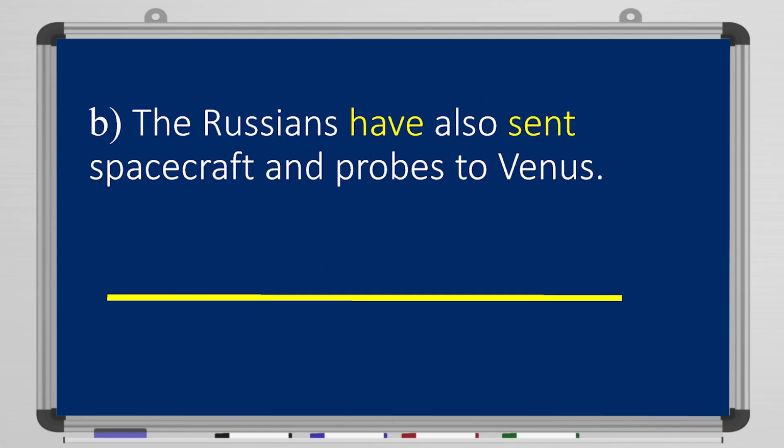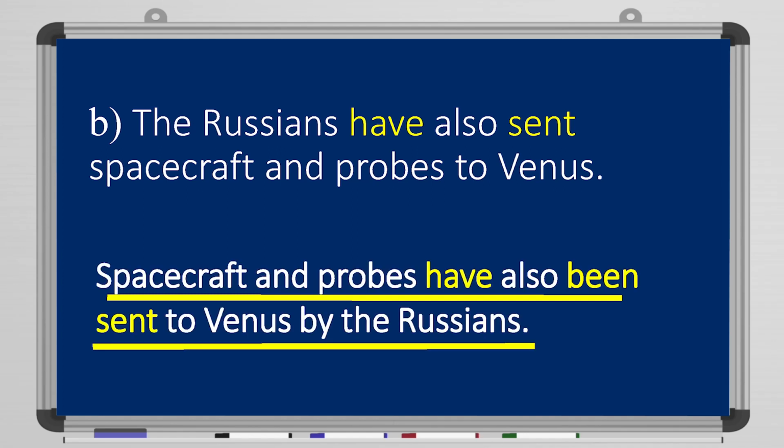Now, the next question is, the Russians have also sent spacecrafts and probes to Venus. What will it be? Where do we start? Simply find the items. Look for the subject. What's the subject? The Russians. What did they do? Where's the verb? Have sent. What did they send? Spacecraft and probes to Venus. So we start with those. Spacecraft and probes have been sent to Venus by who? By the Russians.